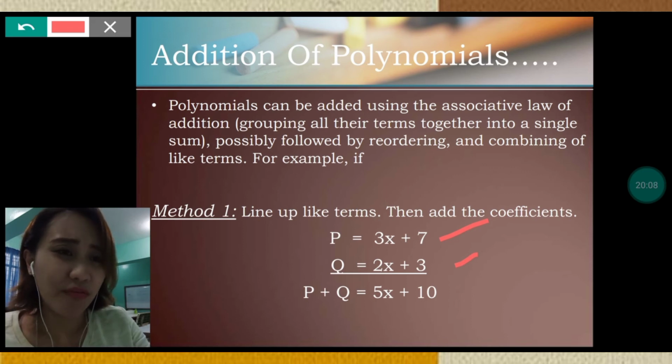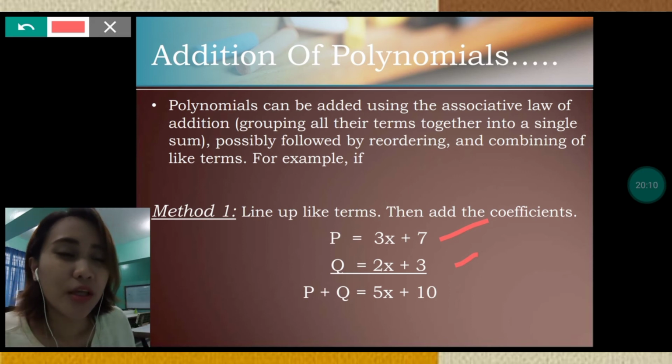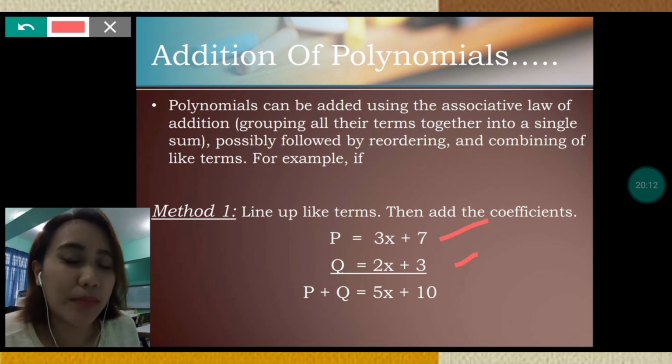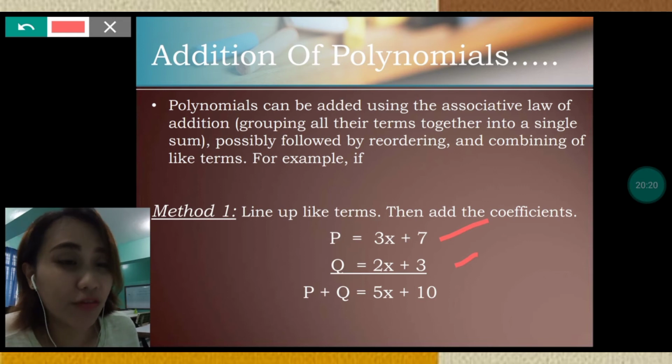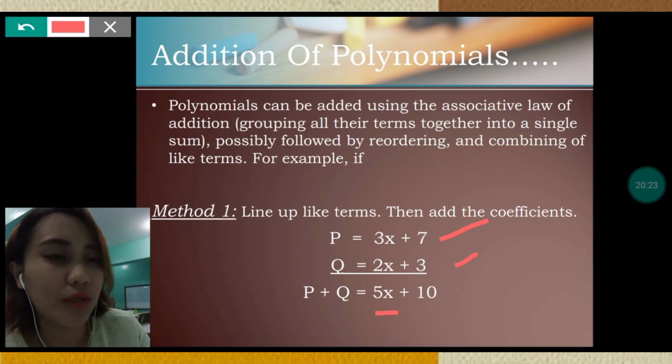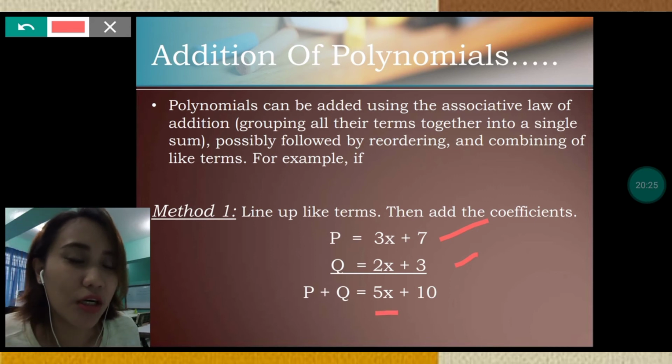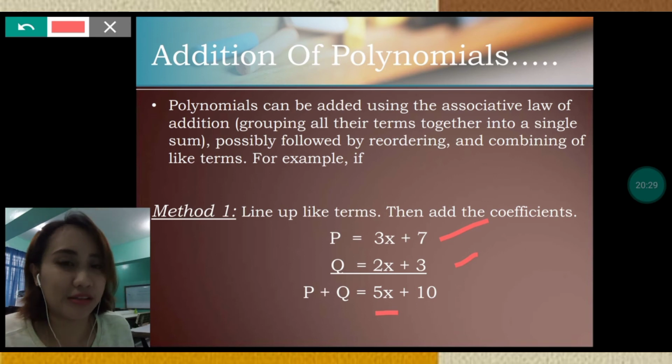We also have 3x and 2x. Those are similar terms. Why? Because they have the same variable. So we can add 3x and 2x. What do we do? We simply copy the variable x. What we only add are the coefficients, 3 and 2. That gives us 5x.